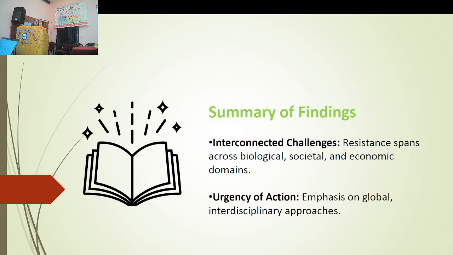Next, the summary is that the interconnected challenge, the challenge that we have with antibiotic resistance, is very interconnected. It is not only doctors, only students, only those who look after animals or nature suppliers. It has an interconnected biological, societal and economic domain and urgency. Emphasis on a global and interdisciplinary approach is needed. Next slide.